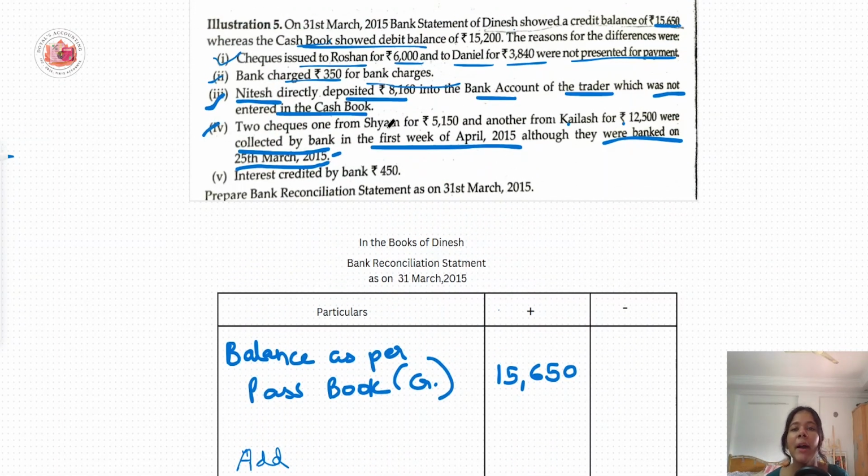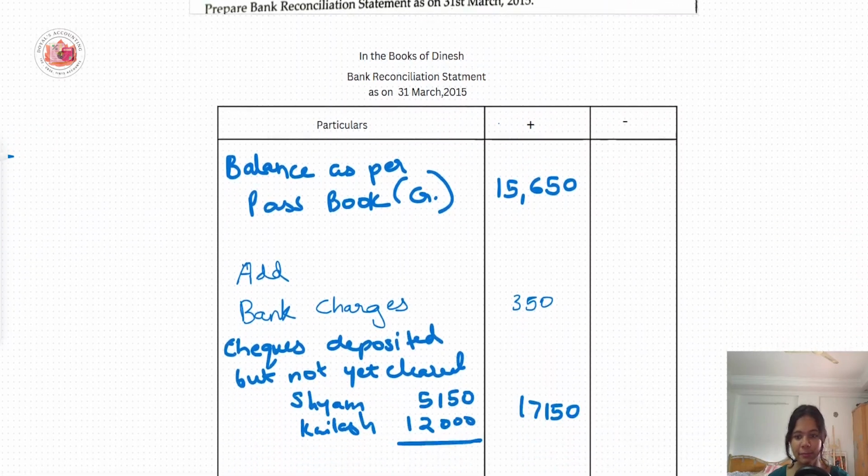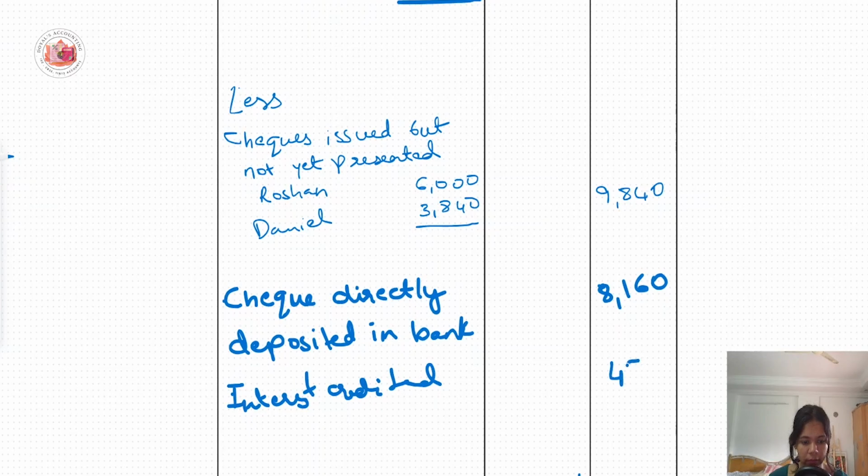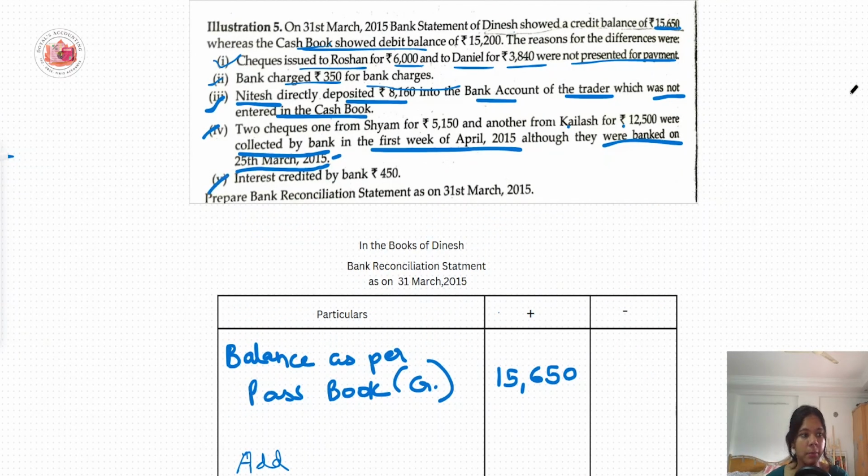Now, interest credited by bank, rupees 450. This I will deduct. Why? My passbook balance is more by 450 rupees and my cash book balance is less. This interest credited has not been recorded in my cash book. So that means my passbook balance is more than my cash book balance. And if I want to equalize the two, I will deduct 450. Are you getting a hang of this? Interest credited 450. So now all the transactions have been recorded.